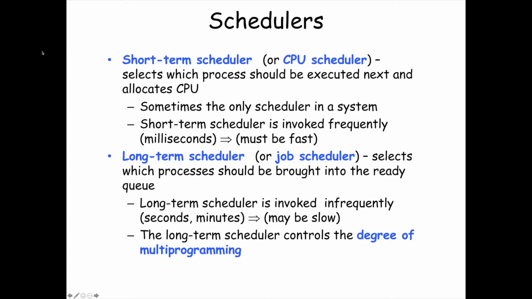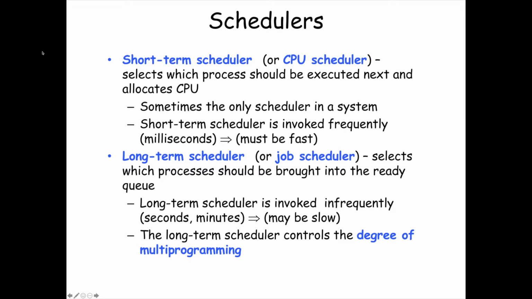When we last left off, we talked about the short-term scheduler. And this is a scheduler that selects processes that are going to execute on the CPU. We also talked about the long-term scheduler that selects which processes are brought into the ready queue. And so it's a long-term scheduler's job to determine the so-called degree of multi-programming.